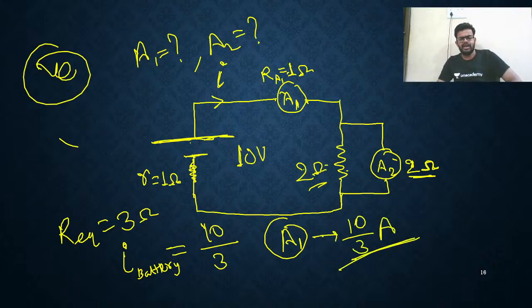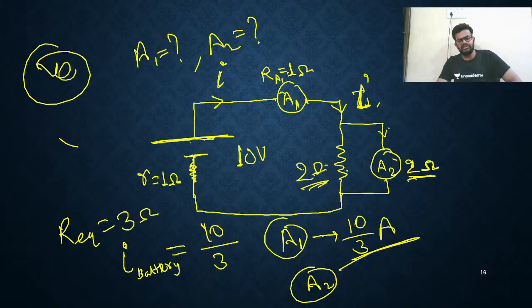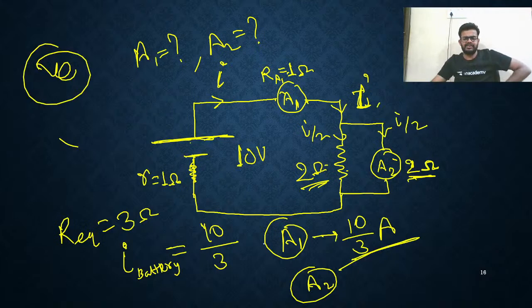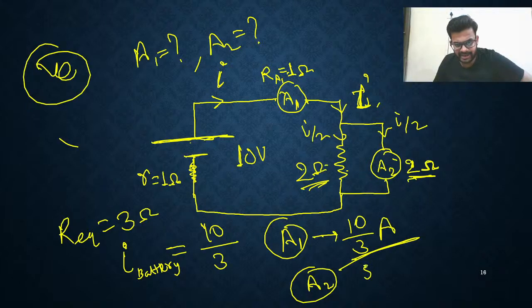Now, the reading of ammeter A2. The current I is coming here. Here, both are 2 ohm, so equal current will be distributed. I by 2 will go this side, and I by 2 will go this side. So directly you just divide this by 2. So 5 by 3 ampere is passing through A2. That's all.